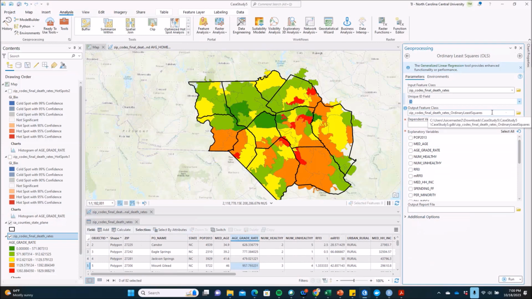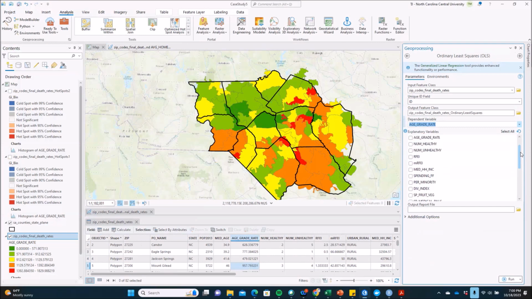Okay, our output feature class is going to be least squares. Now my dependent variable is going to be my age-graded death rate. I think it's called age grade rate. So you can see that column there with the 628 or the 777, whatever we're looking at here. And then we're going to try to explain it using a number of different variables.